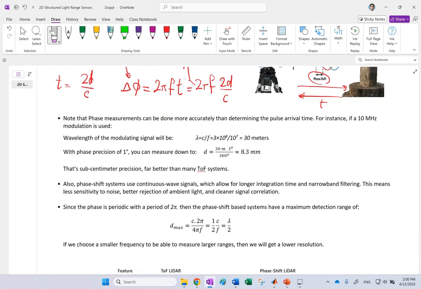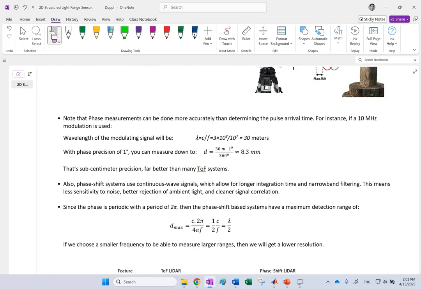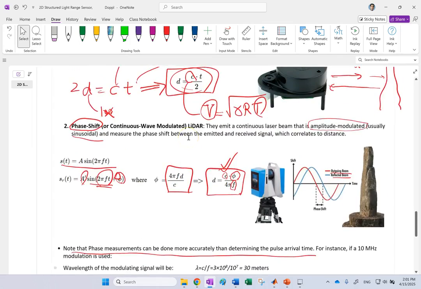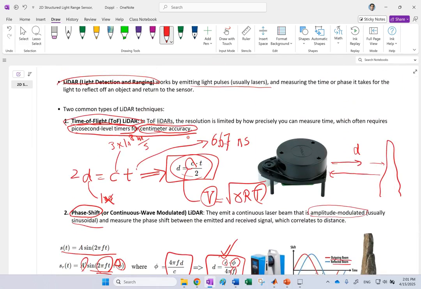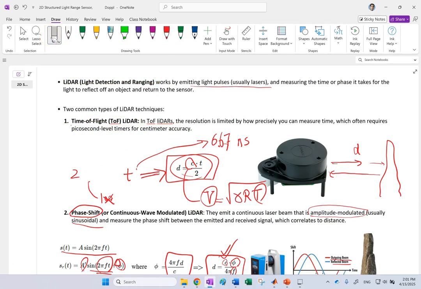Why some people will choose these phase shift systems as opposed to the time of flight. The reason is these are more accurate than time of flight. Why? Let's find out. I just showed you that if you want to get into centimeter accuracy for the time of flight, you need timers that can measure picoseconds. And these timers are not cheap.